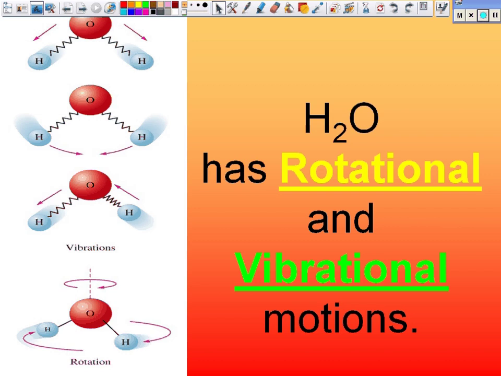Molecules, atoms, and electrons have two different types of movement. One's in green, one's in yellow. One of them is rotational, and one of them is vibrational. Okay, so let's look at the difference. What does rotation mean? Rotating.